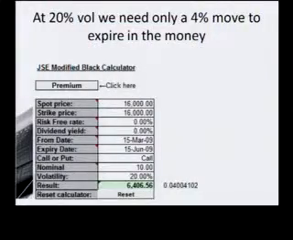Now if we look at a more normal one, at the current prices, we get something like 20% for an at the money call strike. Then the market needs to only move 4% in 3 months. So you've got to look at this implied volatility over time.